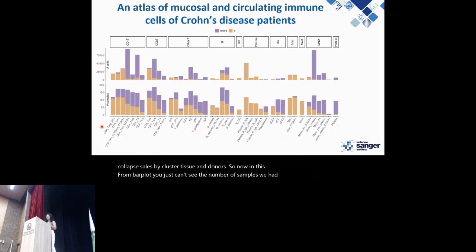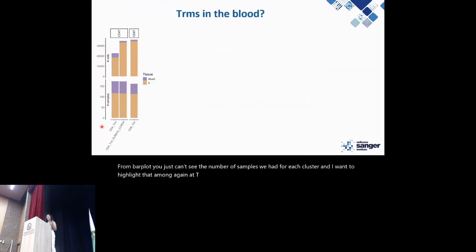So now in the second bar plot, you can see the number of samples we had for each cluster. And I want to highlight that among, again, T cells, we found that at the sample level, we actually had some cells that were sampled from the blood and were clustered with these tissue-resident memory cells. Now, at the absolute number of cells, we can see that this cluster is comprised mostly of cells from the terminal ileum, which is what you would expect based on literature. But then at the sample level, we had more than 45 donors with at least 10 cells coming from this cluster, meaning that this is probably not donor-specific nor a batch effect.